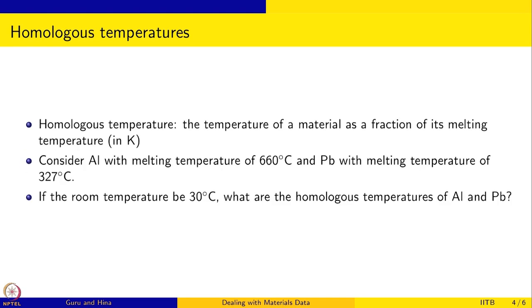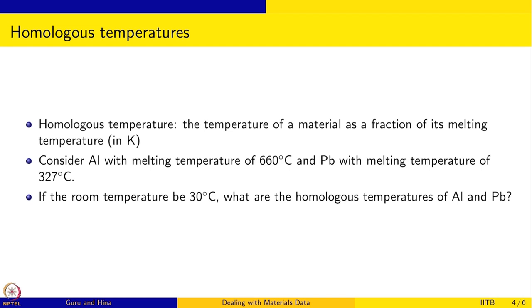Homologous temperature is a concept. It is the temperature of a material as a fraction of its melting temperature, in Kelvin. So, if you know the melting temperature of a material in Kelvin, and then any temperature of interest, you can find what homologous temperature that corresponds to. Basically, what we are saying is that homologous temperature is a way of normalizing for the melting temperatures.